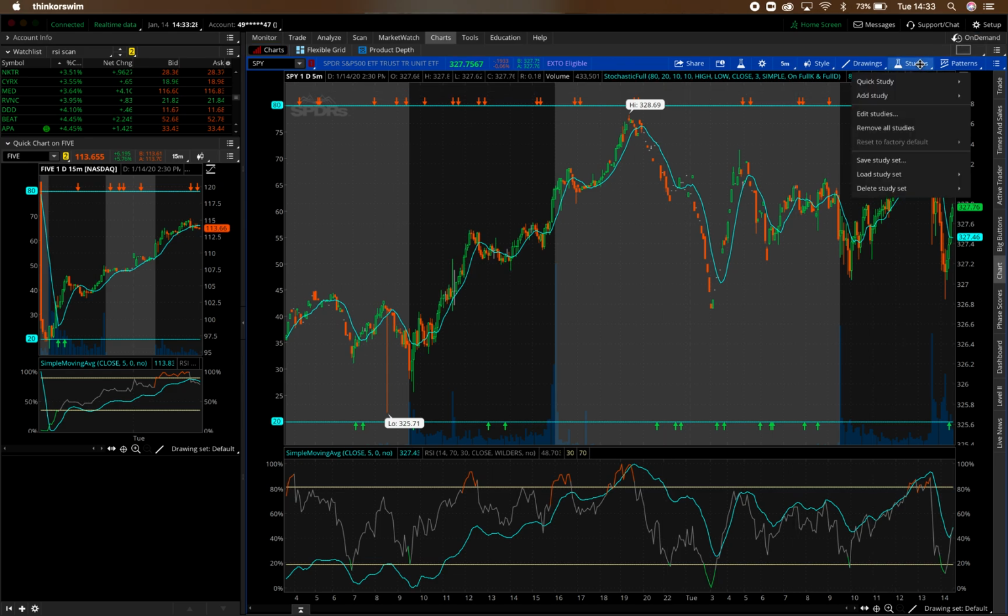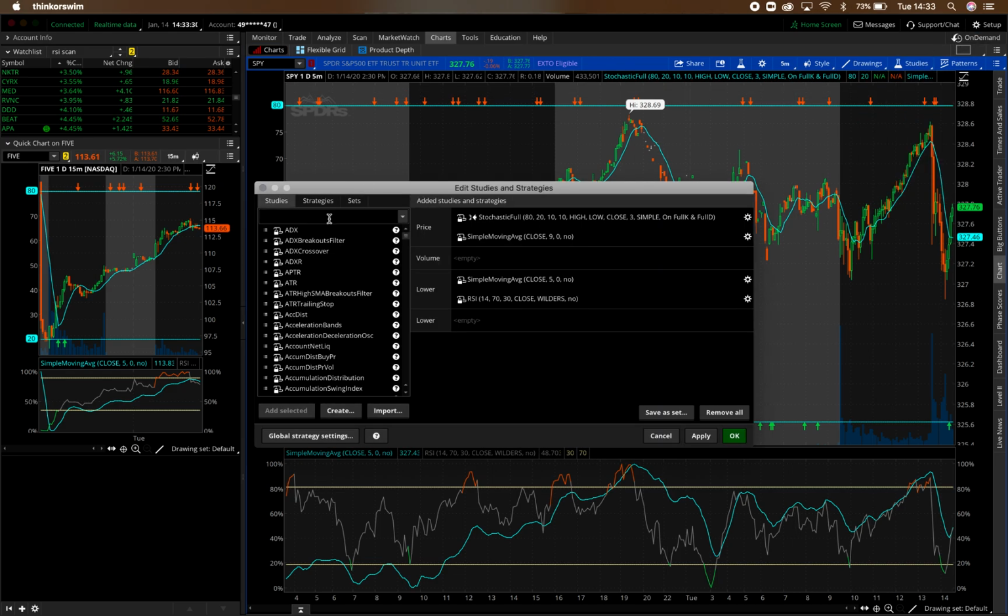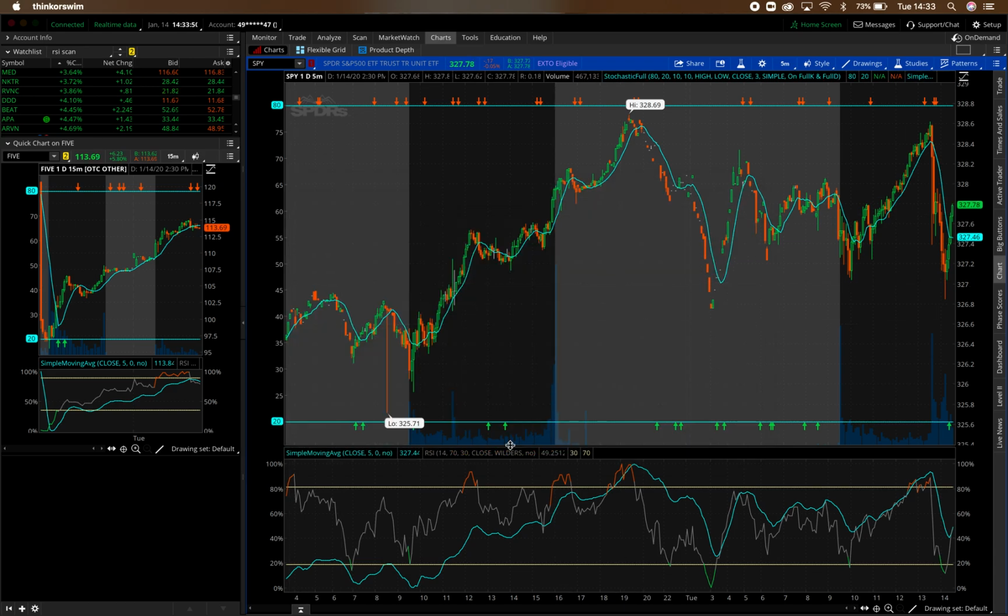You want to go to studies, edit studies, and you can plug in these as you see fit. This is exactly what I have on my chart every day that I trade and what I use to seek potential within the market. We're going to have our stochastic full, our simple moving average of 9, our simple moving average of 5, mixing with our RSI standard default. To understand how to utilize these indicators, we're going to look at the 1-day 5-minute and the 1-day 15. These will help you identify proper entry points from looking at these specific areas within the stock.